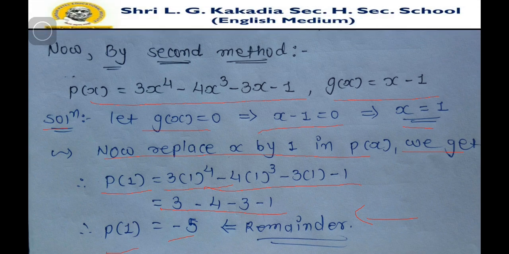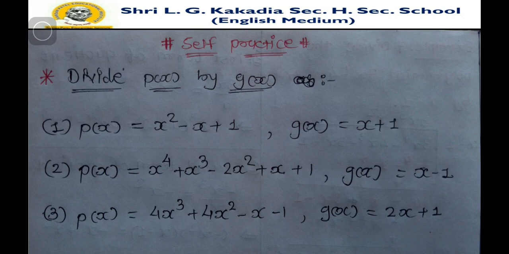Here are some examples for your self practice: divide p of x by g of x. Here p of x and g of x are given, and you can use both methods: go with the division algorithm, and also find the remainder by the direct process.